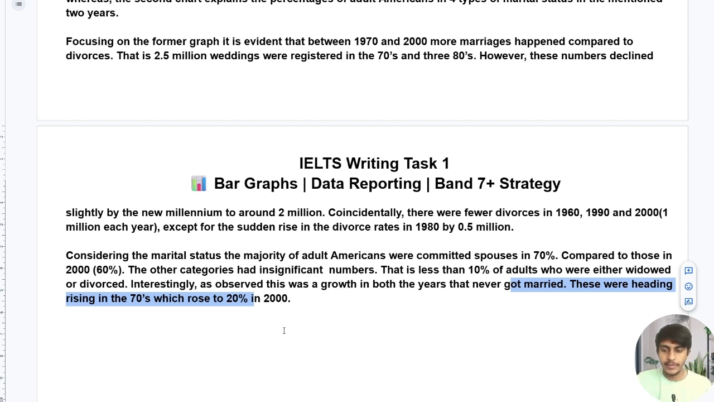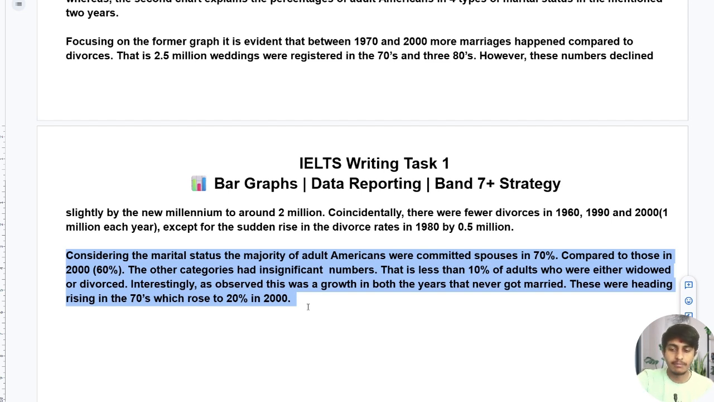So this paragraph discusses percentages, not millions. So always remember, do not mix units and do not confuse charts. So here we use: married people are still the majority, 70% to 60%. This shows a decline but dominance.